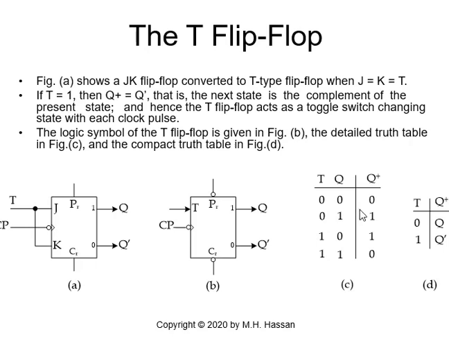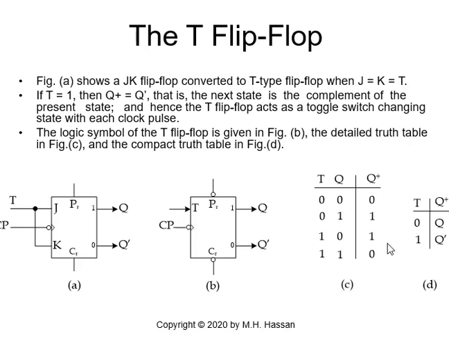This is proven in the truth table, because 0 exclusive or 0 is 0, 0 exclusive or 1 is 1, 1 exclusive or 0 is 1, and 1 exclusive or 1 is 0. By definition, T is equal to J equals K. The characteristic equation of the JK flip-flop has been proven to be Q plus equals J Q prime or K prime Q. Replace K and J with T, so the characteristic equation will be Q plus equals T Q prime or T prime Q, or T exclusive or Q. And from T exclusive or Q, you will get Q plus as shown in truth table figure C.